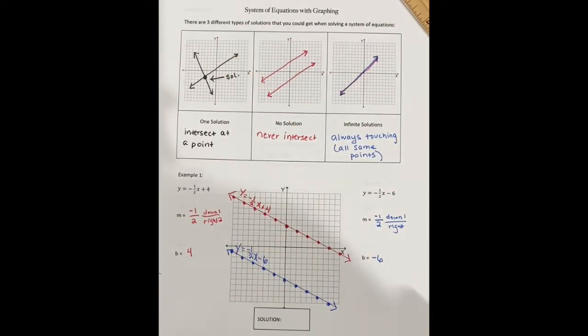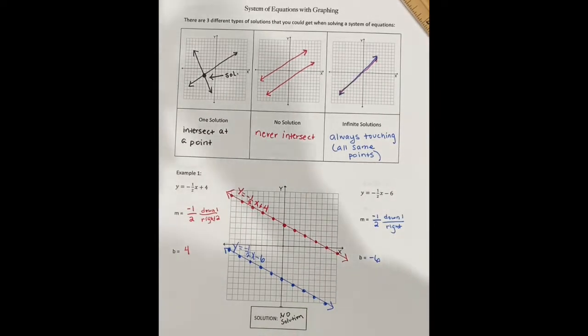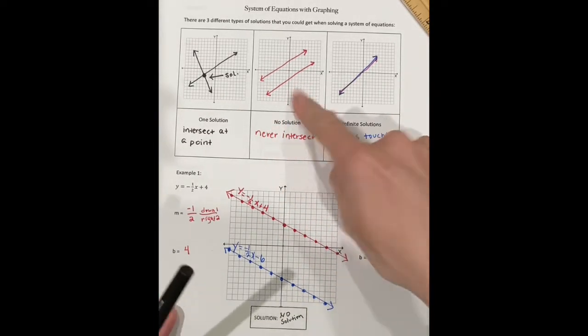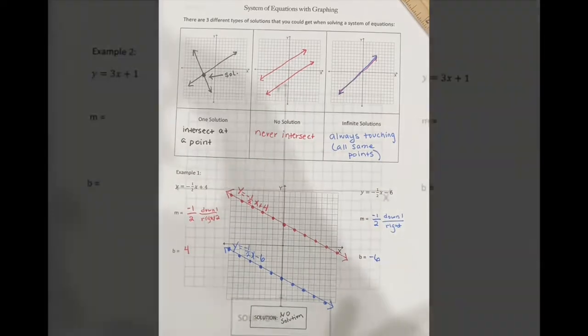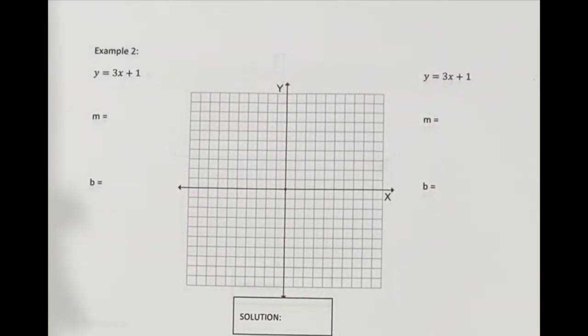So if we look at these two lines, what do you notice? These lines are never going to intersect, so that would mean that they have no solution. Lines that never intersect have no solution.